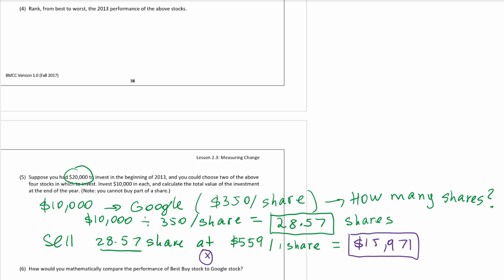That gives us the profit of what? Well, you started with 10,000 and you ended up with 15,000. So the difference is $5,971. Profit is the amount of money that you actually earn. So you earn $5,971, almost $6,000 from that investment.